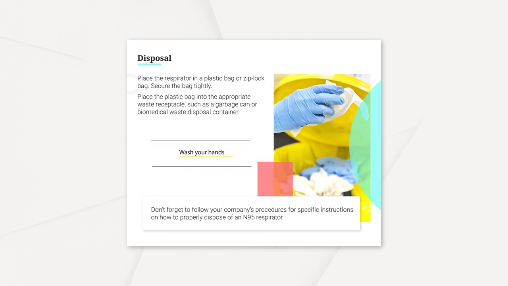Place the respirator in a plastic bag or Ziploc bag. Secure the bag tightly. Place the plastic bag into the appropriate waste receptacle, such as a garbage can or biomedical waste disposal container. Wash your hands. Don't forget to follow your company's procedures for specific instructions on how to properly dispose of an N95 respirator.